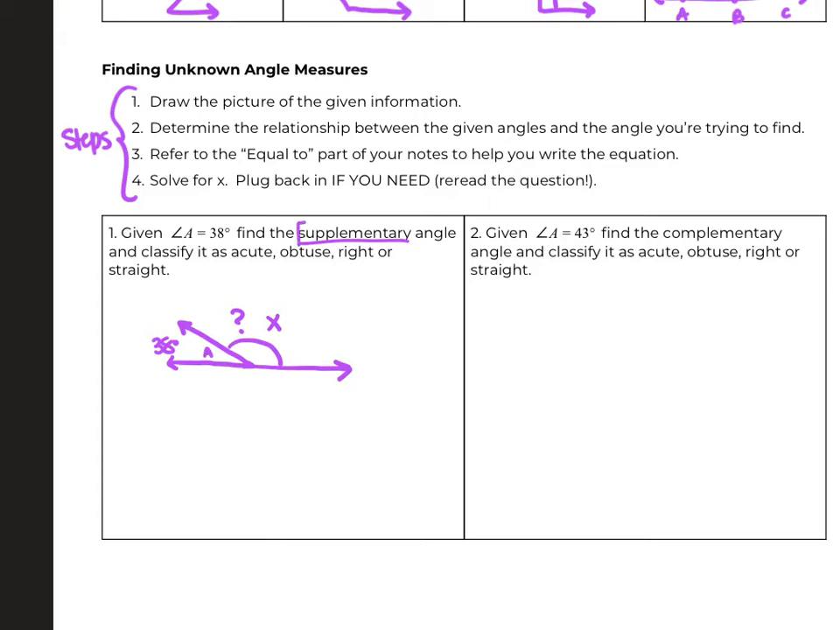It already told us the relationship for this one. It said it was supplementary. So for my step 3 here, I know supplementary, if I look back at my notes, the equal to part would be equal to 180.